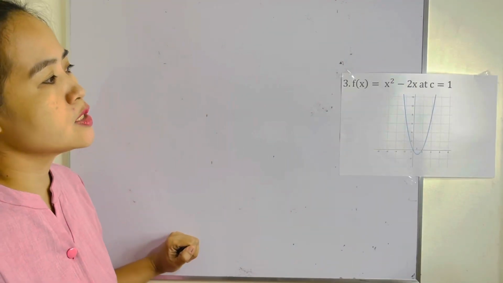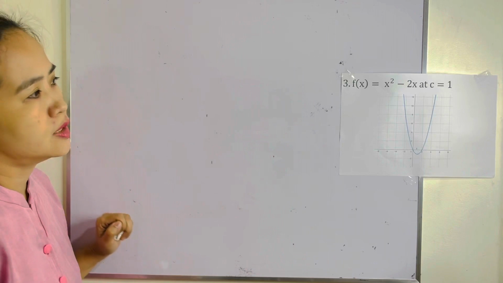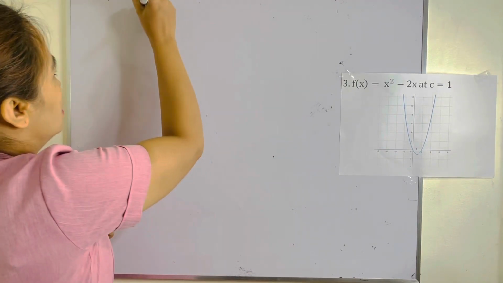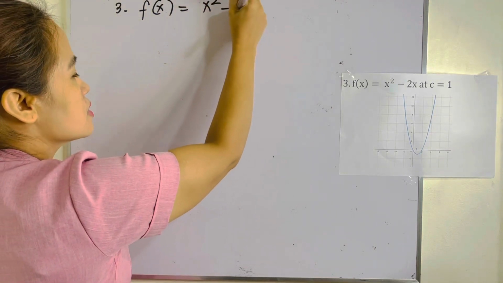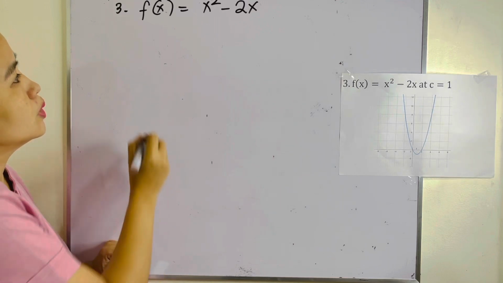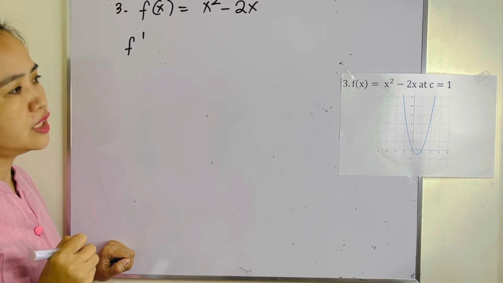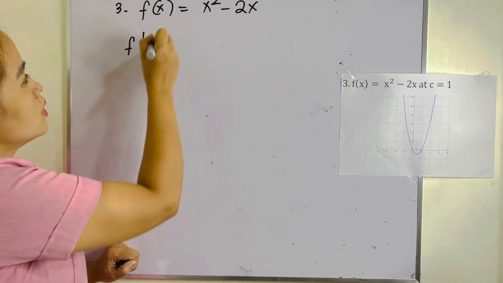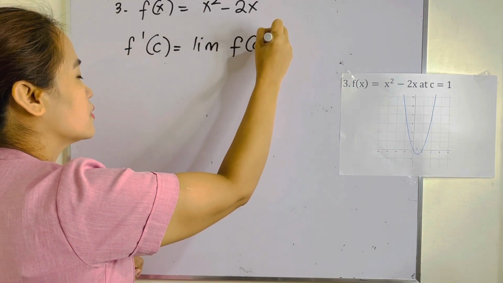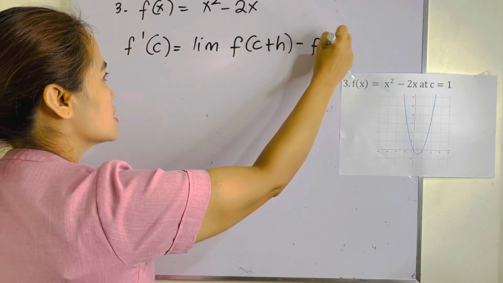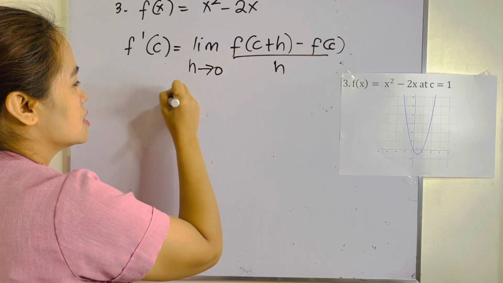Next, f of x is equal to x squared minus 2x at c equals 1. So this is the graph of the function. This one is a parabola that opens upward. So again, f of x is equal to x squared minus 2x, c is equal to 1. So let us determine whether the derivative of the function exists. So f prime of c is equal to the limit of f of c plus h minus f of c, divided by h, as h approaches 0.